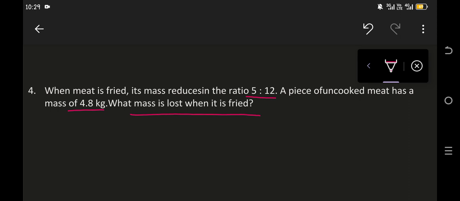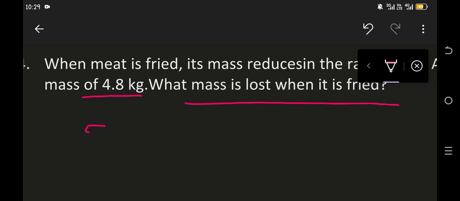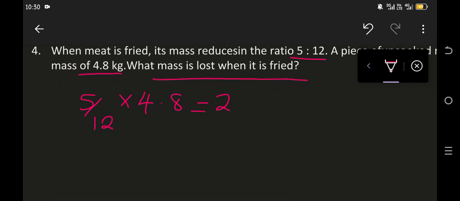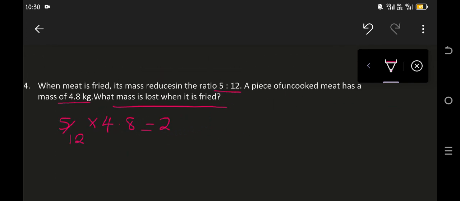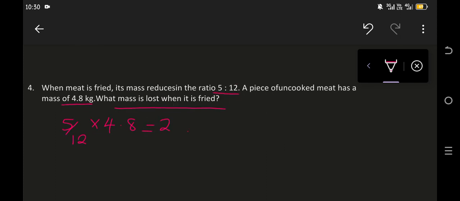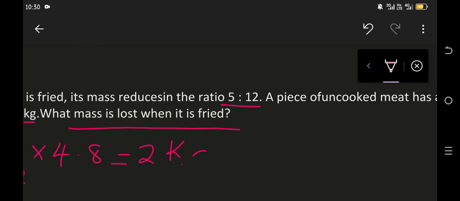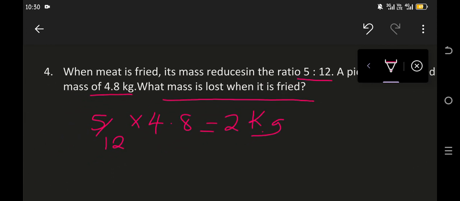So first of all, express 5 to 12 as a fraction. That will be 5 over 12 multiplied by 4.8. When we simplify this to get our answer, we are going to have 2. So 2 is the amount of mass lost when the meat was cooked. 2 kilograms. So this is what we have so far.